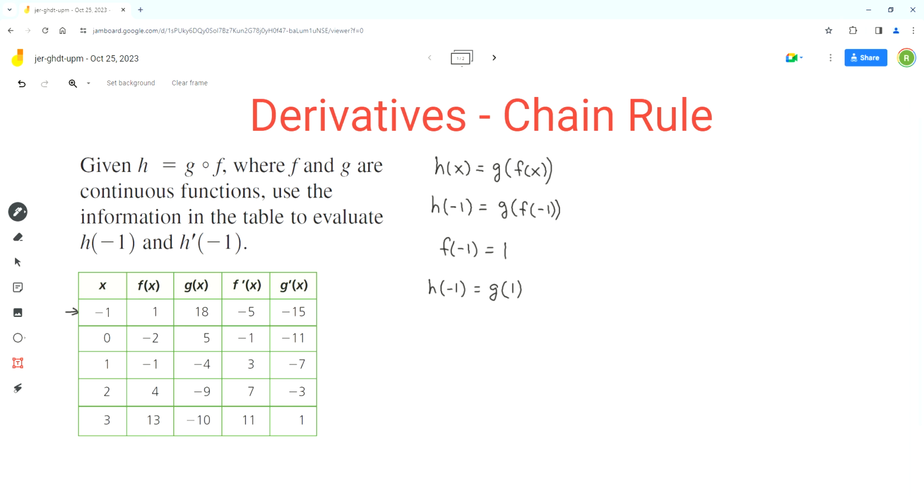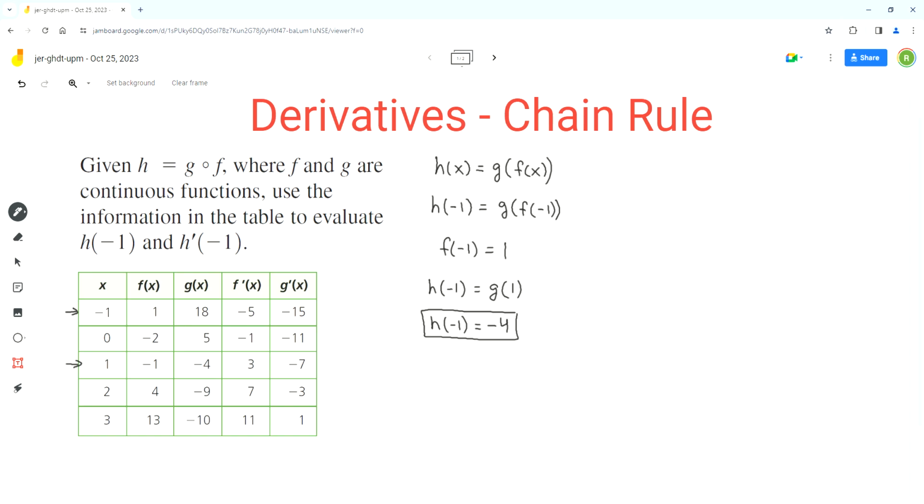Now we have to find the value of g at 1 from this table. So we have to look up the row for x equals 1, which is this row. And then we have to go under the column g, which is -4. So that means h at -1 is equal to -4. So this should be the final answer for the first part.